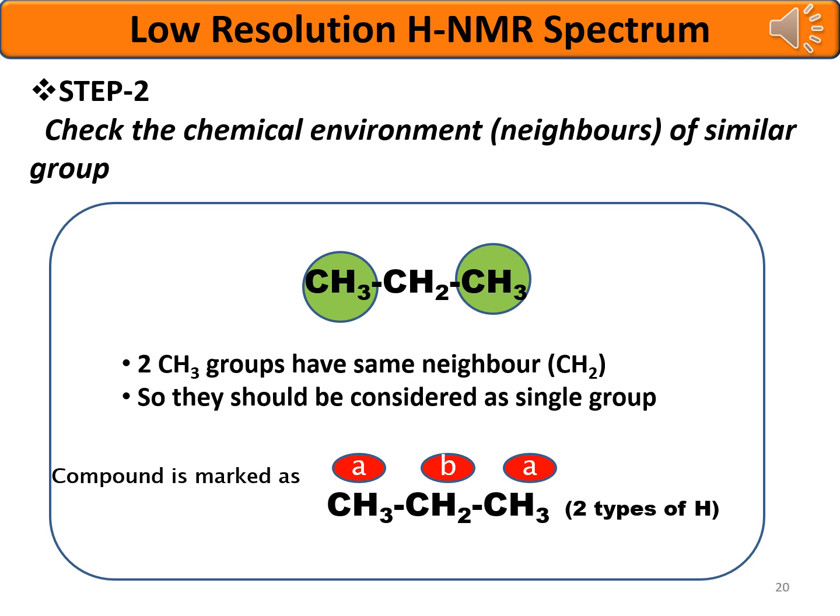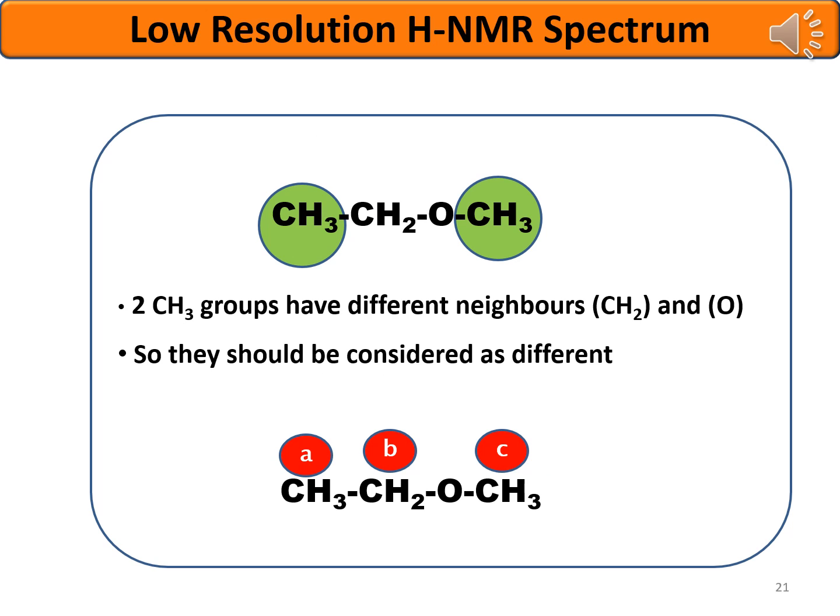Second step is, if a compound has similar groups, we have to check their chemical environment. For example, CH3CH2CH3. Here we have 2 similar CH3 groups, but both CH3 groups have the same chemical environment. So they should be treated as one. So in this compound, we have only 2 types of protons, A and B.